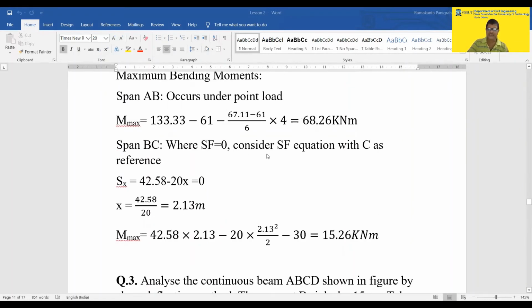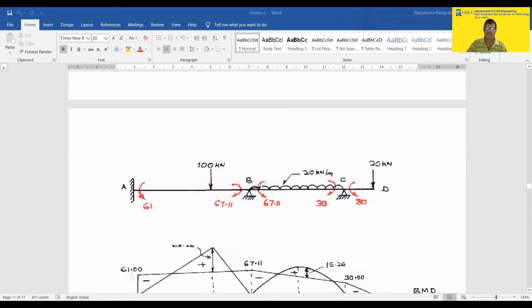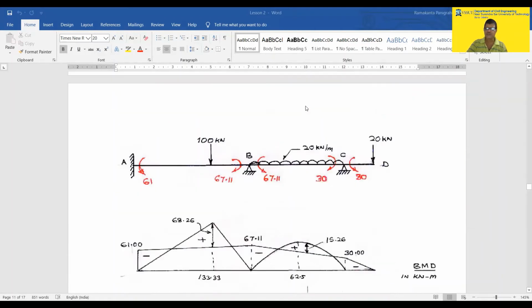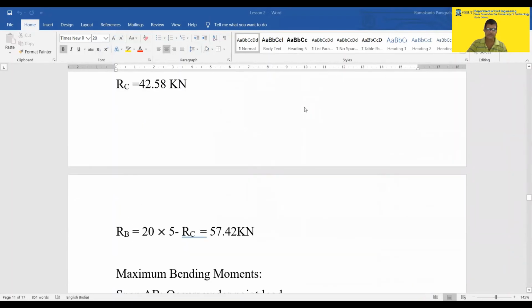Similarly, for span BC, consider the shear force equations. X comes 21.3, and you come to that from that side. Now the equations on span BC. RC is 42.58, so 42.58 into X is clockwise, and this moment is clockwise. So it will be plus 30 here.